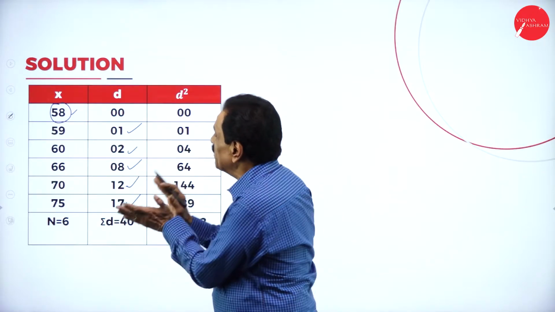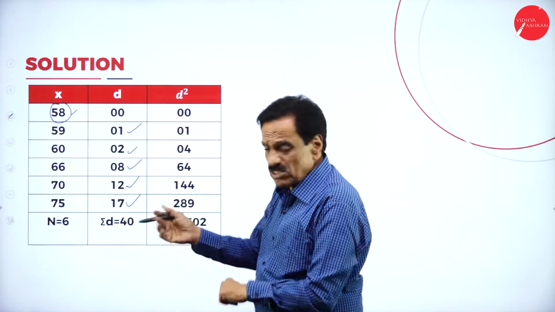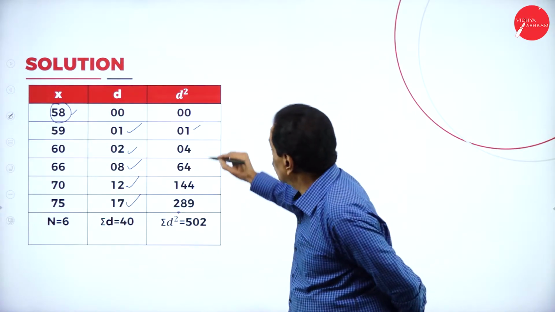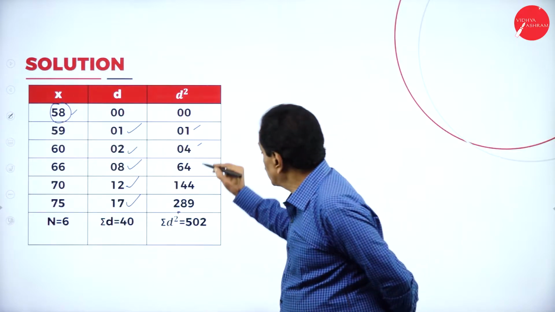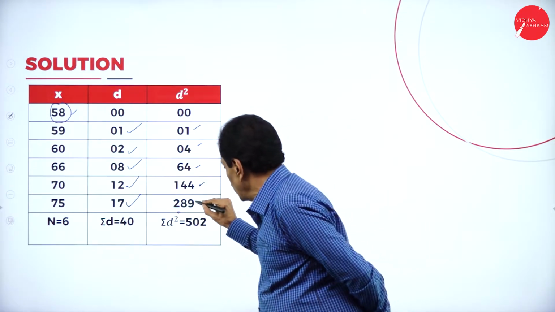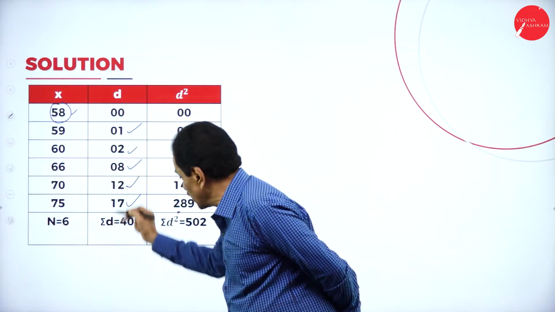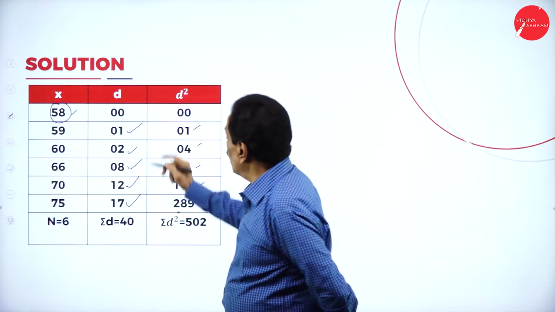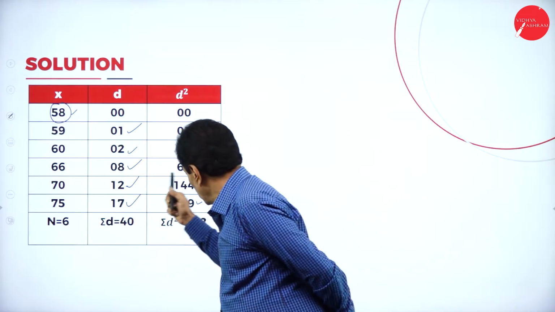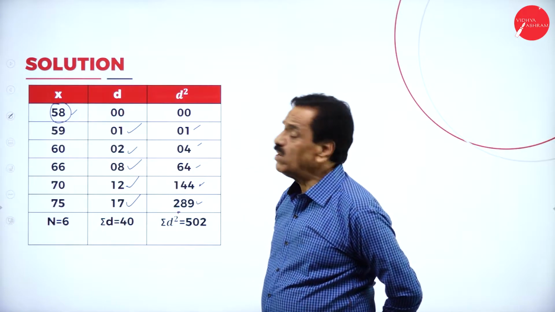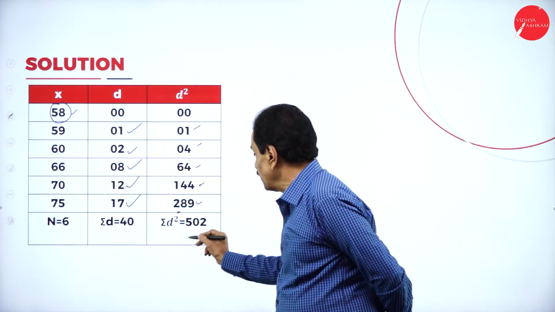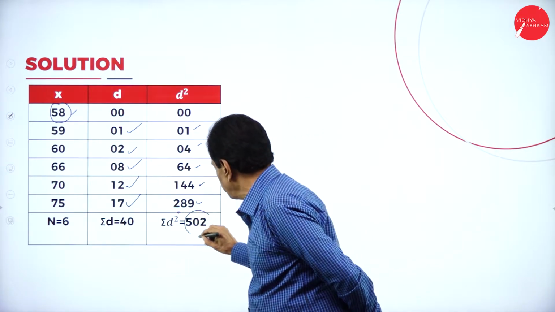40. Now square the D. 0 is 0, 1 square is 1, 2 square is 4, 8 square is 64, 12 square is 144, 17 square is 289. First find the D, the total is 40. Square one by one. If we add the figures, the summation sigma d square is equal to 502.